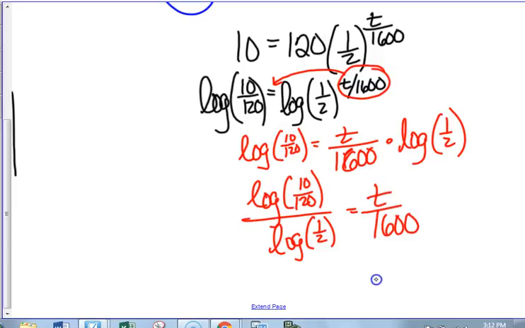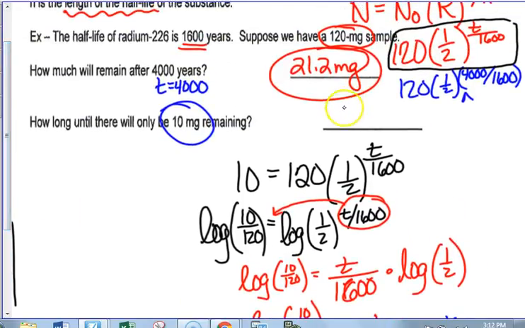Okay, now what? It is a big number. Yeah, I thought at first it was milligrams, but that's not right. No, it's years. Log of 10 divided by 120, close parenthesis, divided by log of 1/2. Okay, I got 3.58, and then I have to do what to get rid of this 1600? Times 1600. Yes, I got 5,000 something. Good job. 5,736 years. Good job. We okay?